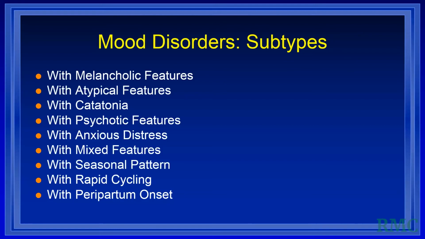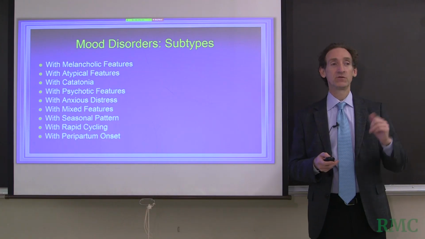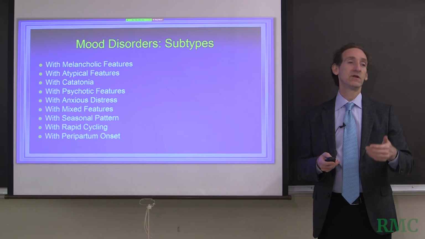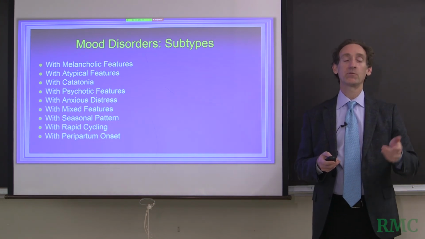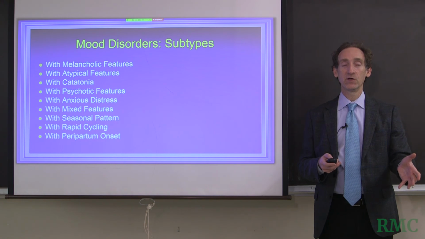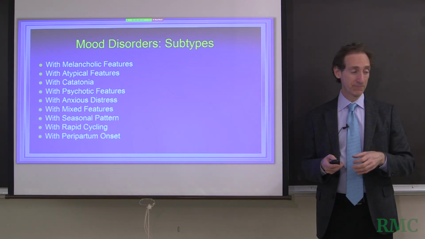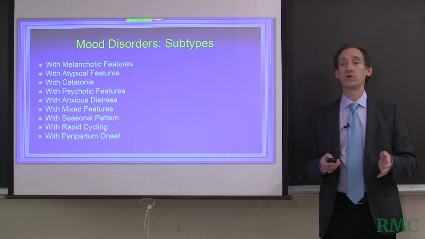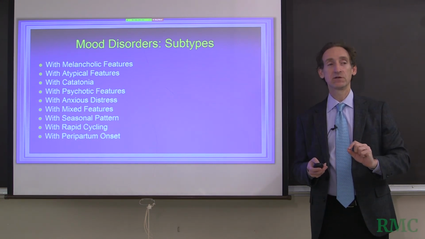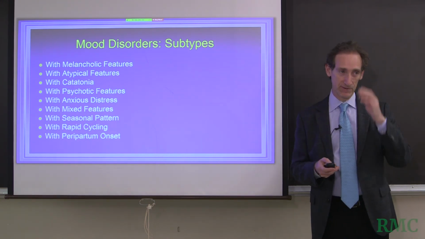Catatonia we described when we went through the mental status exam. So 50% of catatonic episodes are in the setting of either a major depressive episode or a manic episode. Psychotic features we talked about. Anxious distress is when the person has both a major depressive episode and concomitant anxiety. About 60% of people with major depression have concomitant anxiety.